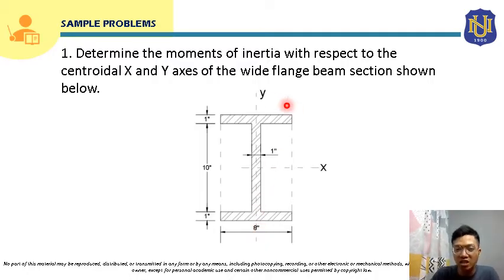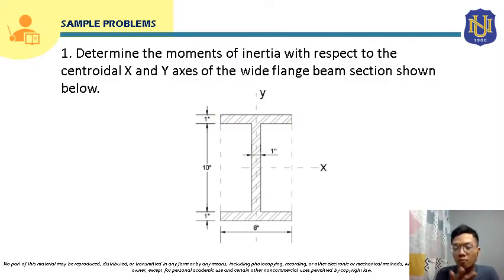As we can see here, this wide flange beam is symmetric, upward and downward, and also at the left and at the right. So we can just say that its centroid is located at the center of this wide flange beam section. This will be the location of the centroidal x-axis and the centroidal y-axis. So we are going to solve the moment of inertia with respect to the x-centroidal axis, so we are going to analyze this figure.